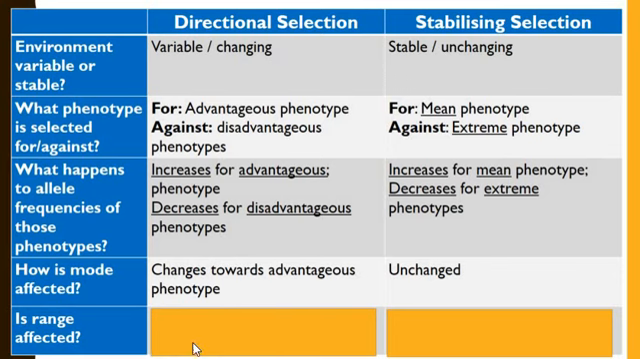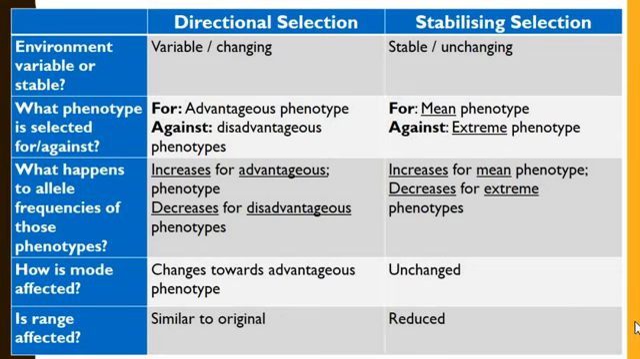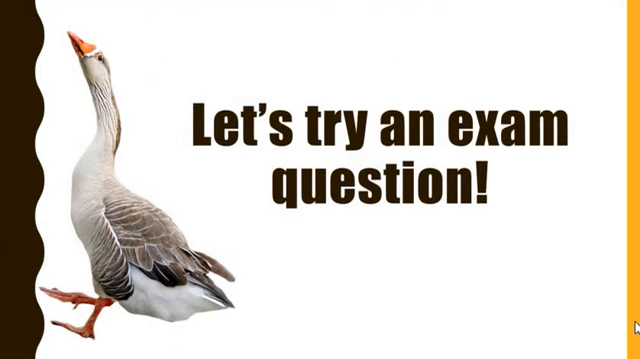In terms of range, the range isn't affected in directional selection. It just all shifts towards one way, whereas in stabilizing selection, it does reduce because we're getting rid of the extremes. Now let's try an exam question. This is available on Moodle. So I would like you to attempt it, stop the video and attempt each question and then mark along with me.